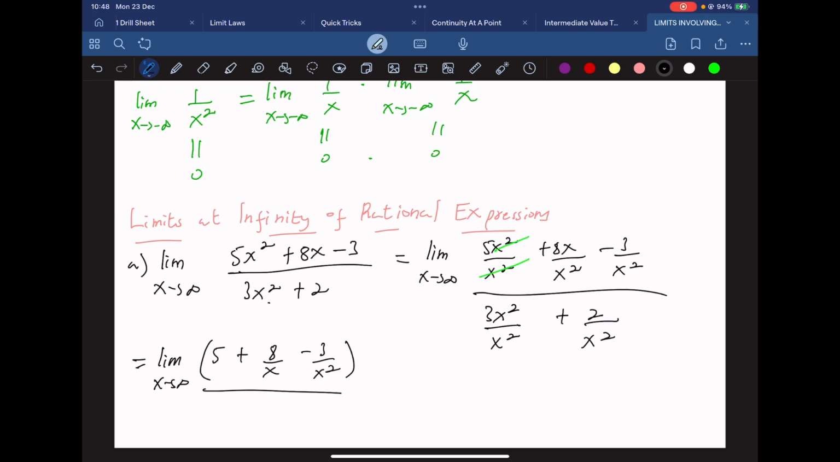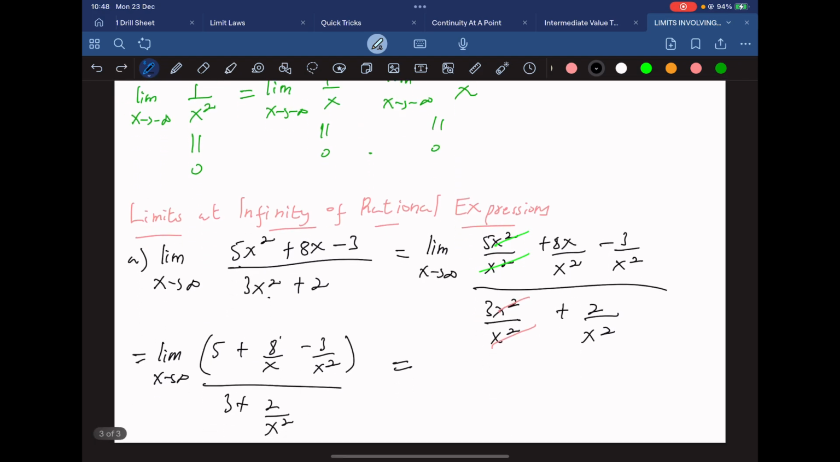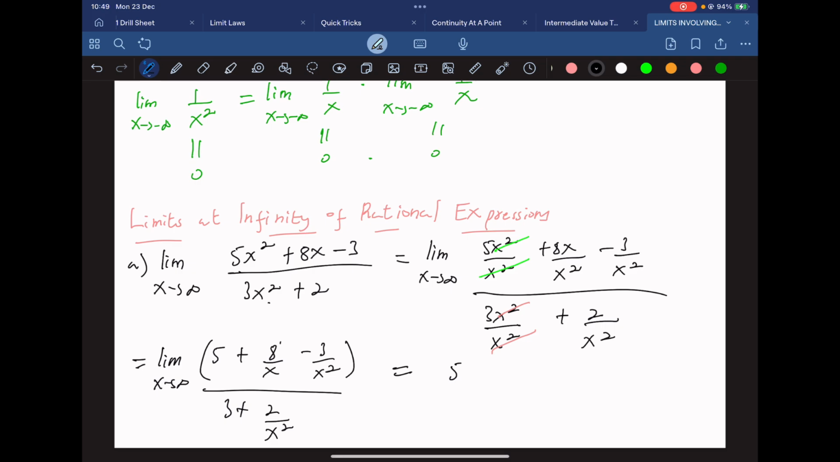The same thing happens over here. This, let me use a color that you clearly see. This cancels that. So you just have 3 plus 2 over x squared. So using the idea, we get to say 8 over x goes to 0. This is also 0, right? Using the fact that I just wrote right here. So we have 5 plus 0 minus 0 over 3 plus 0.